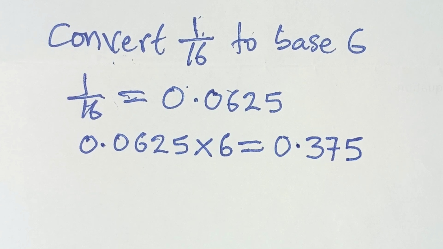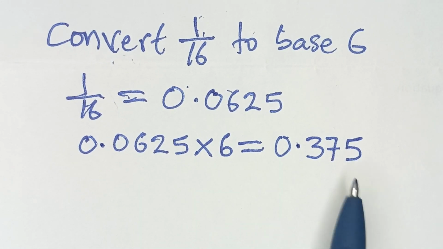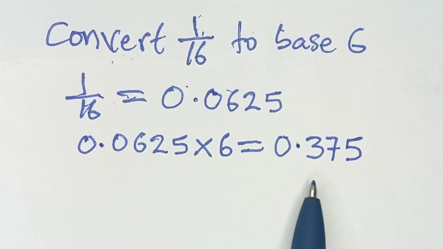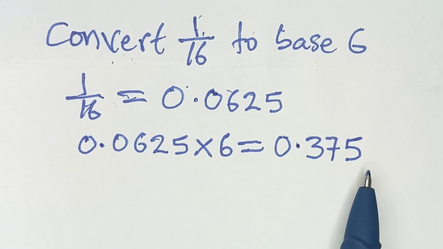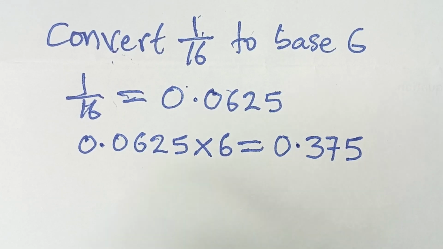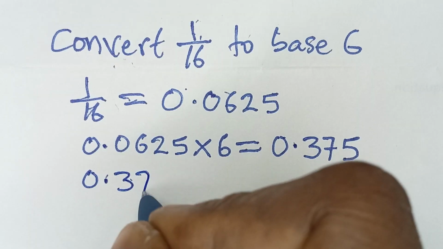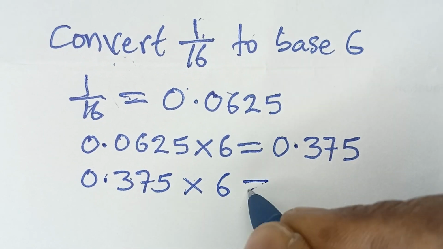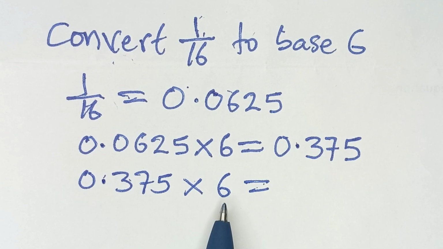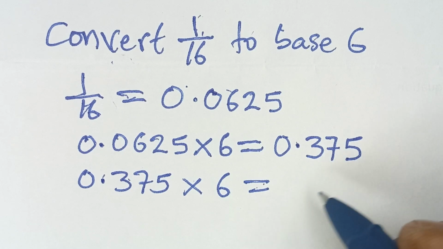So that is what it is going to give to us. This multiplied by 6, 0.375. Now the next thing for us to do is to continue our multiplication. We use this same decimal part to multiply by 6 again. So we're going to have 0.375 multiplied by 6. We use this decimal part again to multiply the same base 6, and that will give us 2.25.